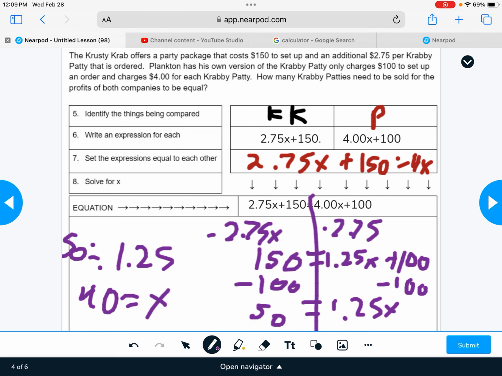40 equals x. If you buy 40 Krabby Patties, it doesn't matter if you go to the Chum Bucket or to the Krusty Krab, the price of this is going to be the same.